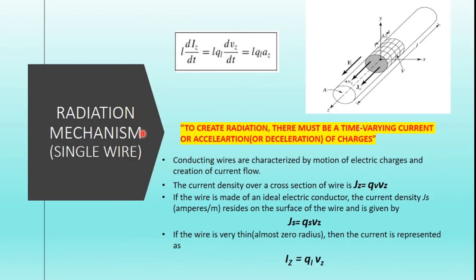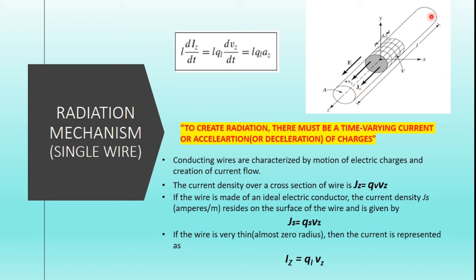Now, let us see the radiation mechanism through a single wire and in case of two wires. If you see any wire, a conducting wire is usually characterized by two main things. One is motion of electric charges, and because of the motion of charges, what happens? Current is created. So the motion of charge creates a current flow, and this is the main characteristic of a conducting wire. Now let us consider this conducting wire.